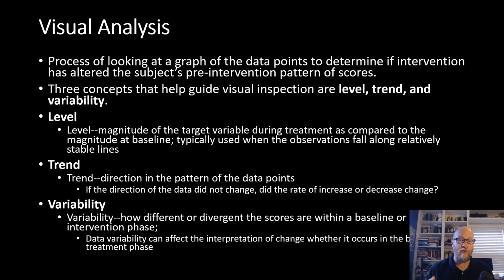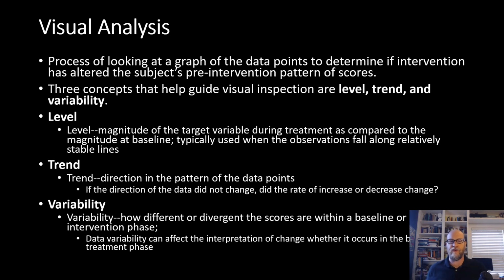This is the direction or the pattern of the data points, the slope of the line, if you will, on a typical XY graph. If the direction of the data did not change, did the rate of increase or decrease change, right? Did the slope, even if it was still going up, did it start to stabilize or taper off? And is it going up at less of a significant degree, for example? If you look at some of the data on Sam's behavior, his aggressive behavior after the baseline period really falls off very significantly.